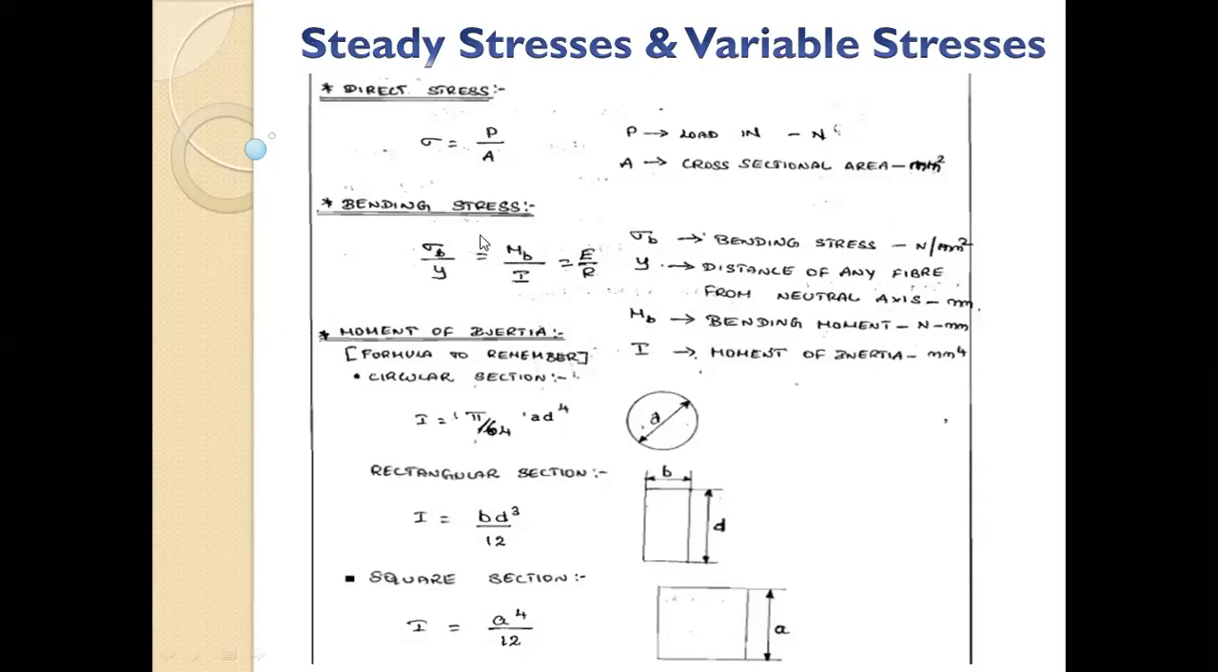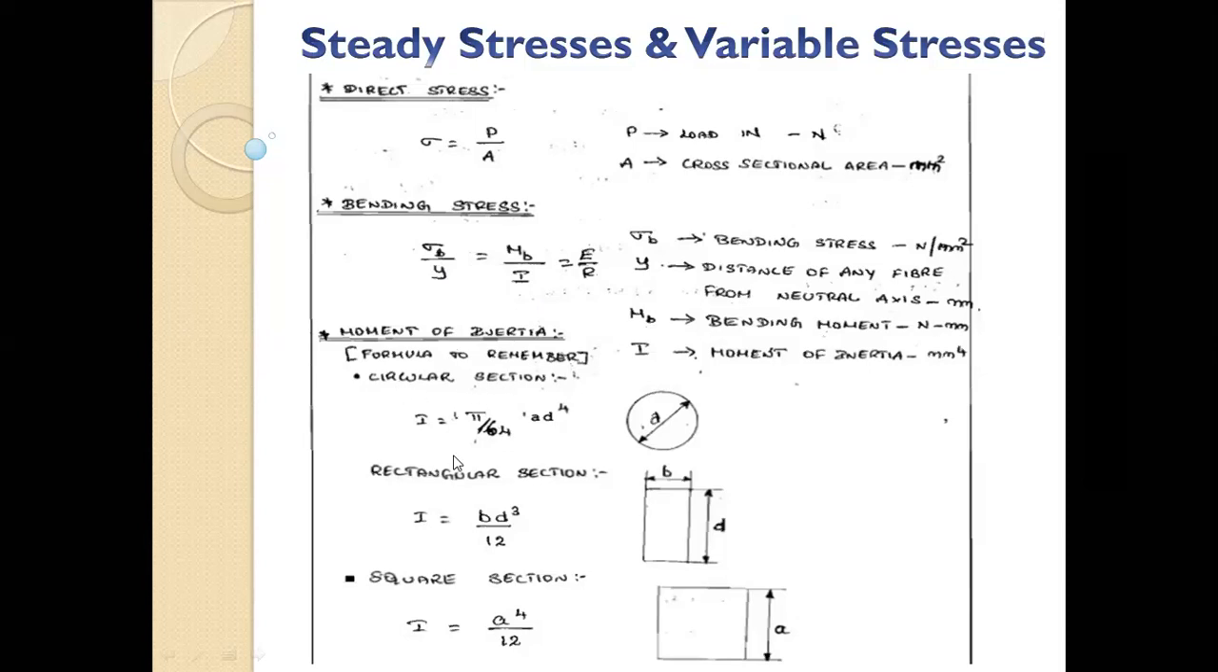And then again, our process will be the same. We know sigma b from the properties, we will know the bending moment, and we know the y, which is the maximum distance of the topmost fiber. Then we can find out the I, or we can find out the dimension. So this is the way we will be using the bending stress. Using the I formula, we can find out the dimension.